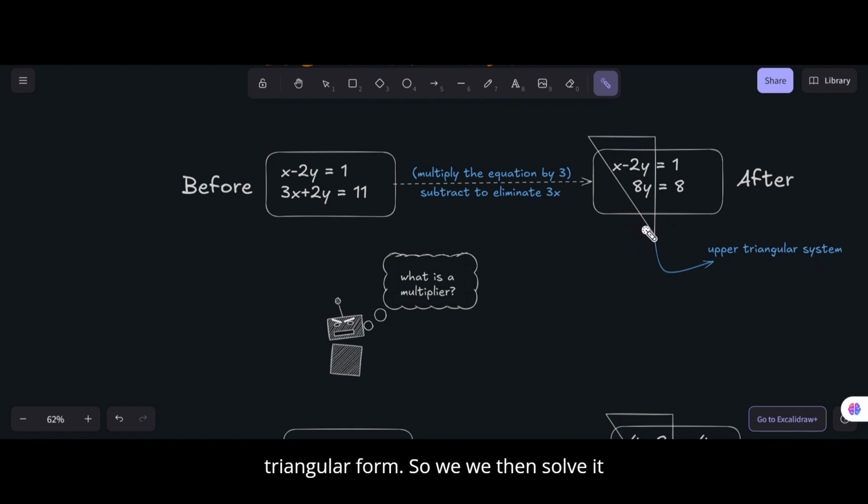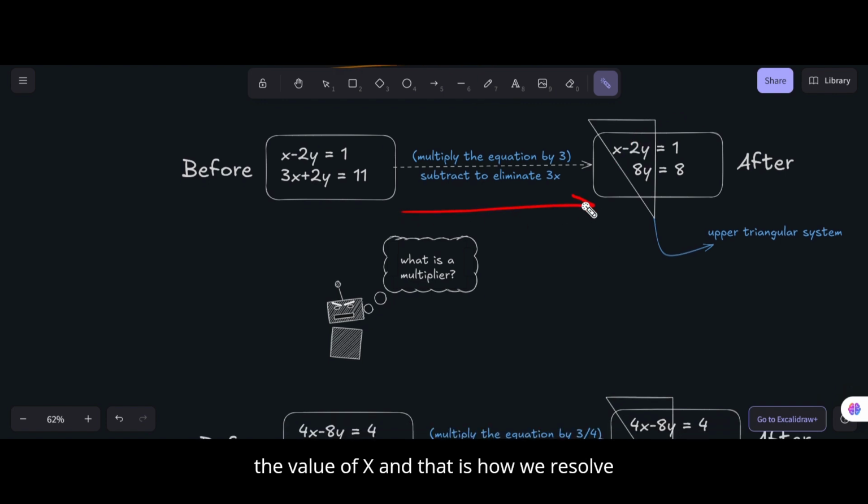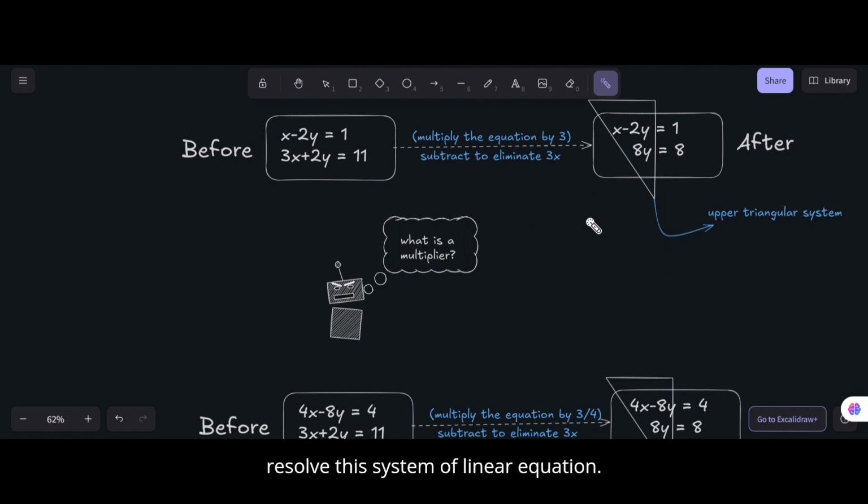We then solve it by back substitution. The method is known as back substitution because we solve it from bottom upwards. We first go to the bottommost equation, find the value of the variable, and then start putting it in the above equation. So if I find the value of y from here and then substitute it here to find the value of x, that is how we solve this system of linear equations.